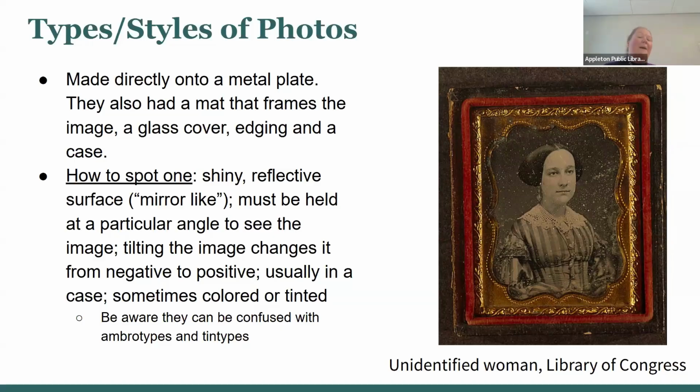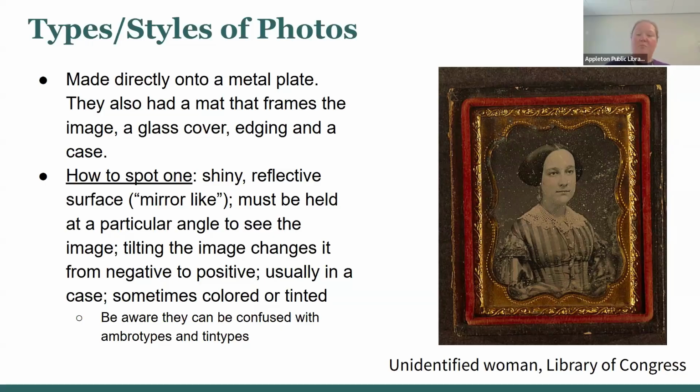But the easy way to spot them is if they're shiny, if they have a mirror-like reflective surface, you sometimes have to hold them at a particular angle to actually see the image. Like if you just hold it and it's like, okay, this doesn't look like anything, you might have to tilt it a little bit to see the image, depending on how it was produced. And sometimes it changes from a negative to a positive. So we could see this one, but if we hold it a certain way, it might be the exact opposite coloring. Again, it's usually in a case. Sometimes they are colored or tinted in a certain way.